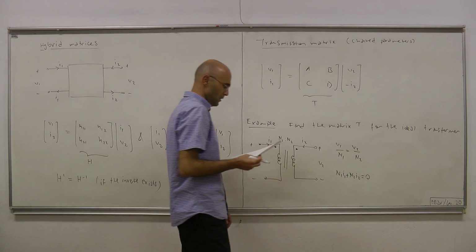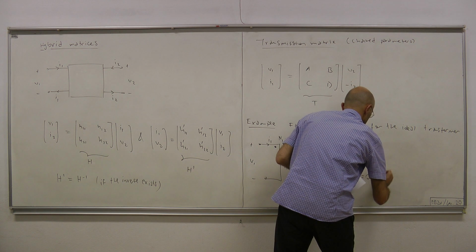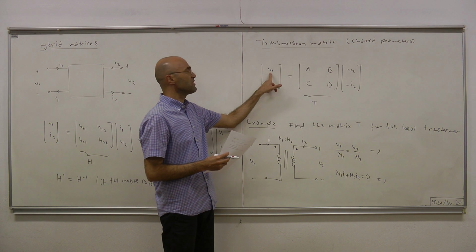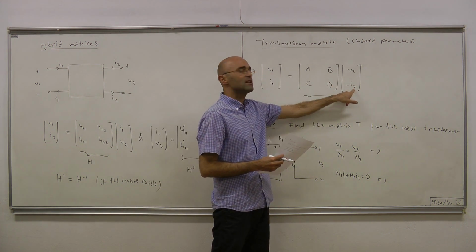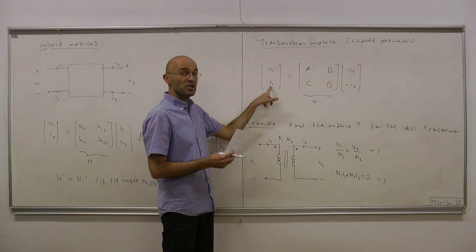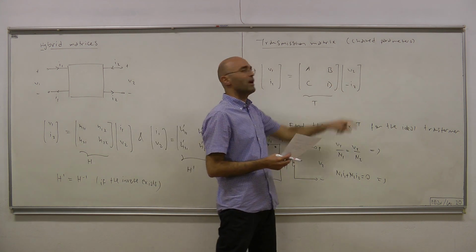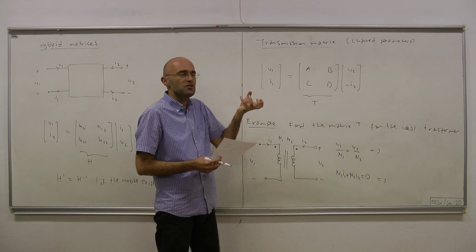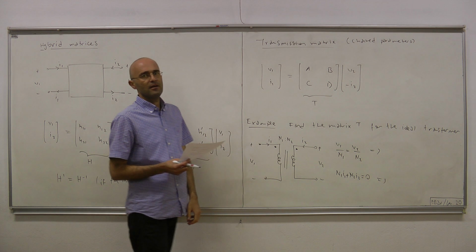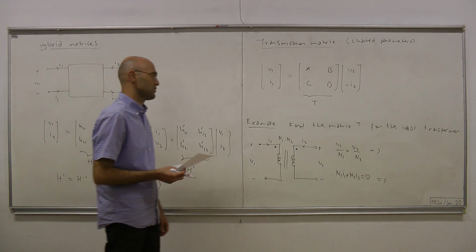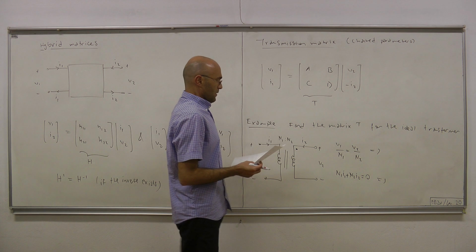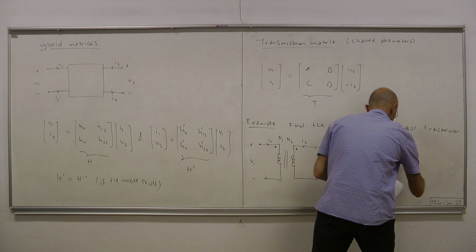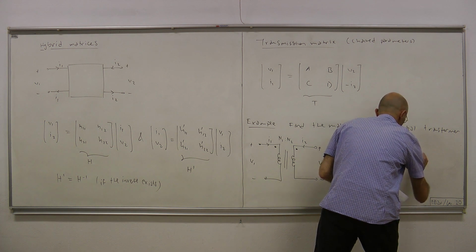equals 0. So let's rewrite those two equations where we express V1 in terms of V2 and minus I2. Likewise, let's express I1 in terms of V2 and minus I2. If we can obtain such equations, then from those equations we can easily gather the entries of the transmission matrix.